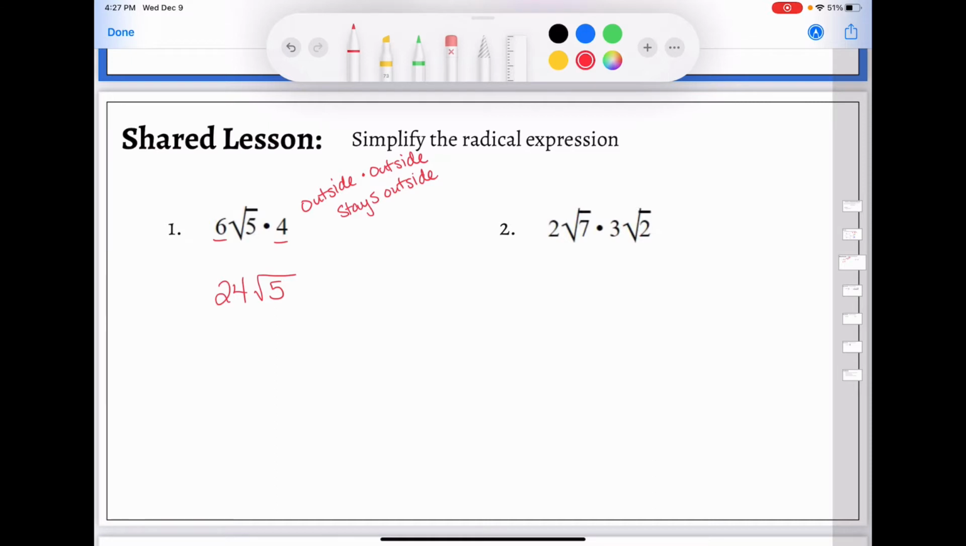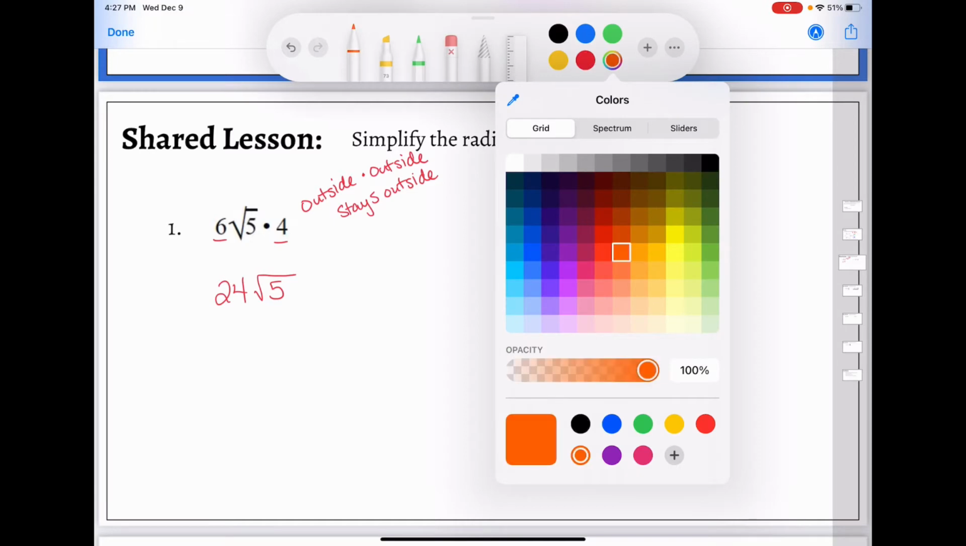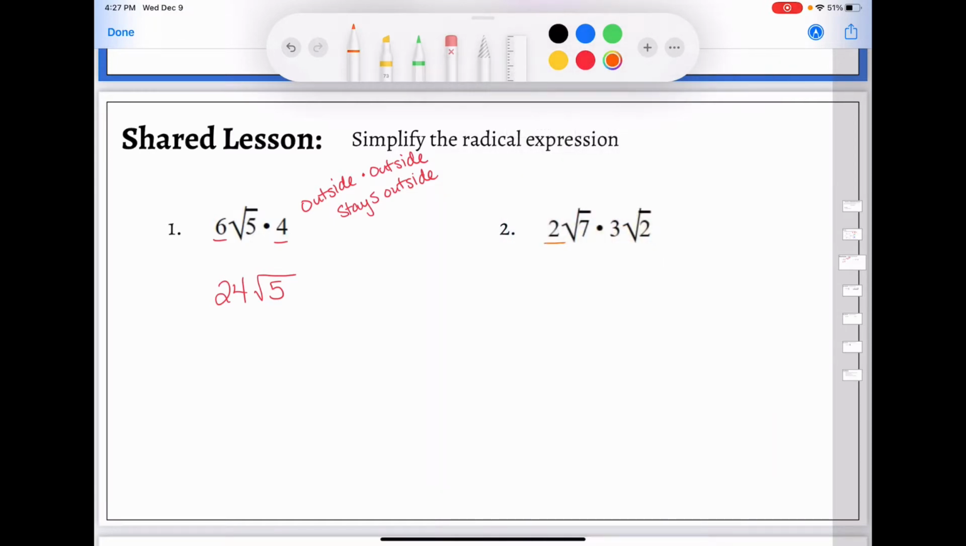Now, if I look over at number 2, here I have 2 radical 7 times 3 radical 2. So if I'm going to multiply these together, I'm going to multiply the 3 times the 2 out here. So again, outside times outside. My answer is 6, and that's going to stay outside. But now I have radical 7 times radical 2. So when I do this, then I'm going to do inside times inside. So 7 times 2 gives me 14, and that's going to stay inside. 6 radical 14.